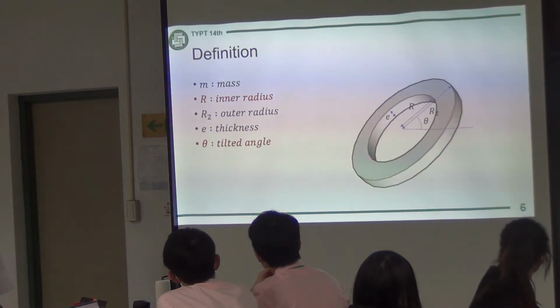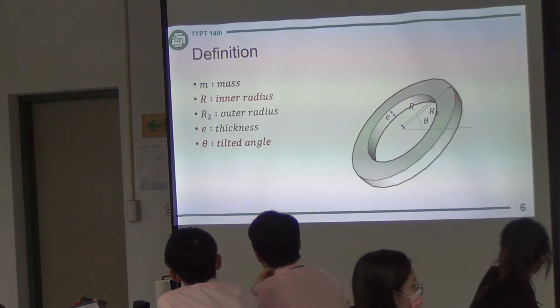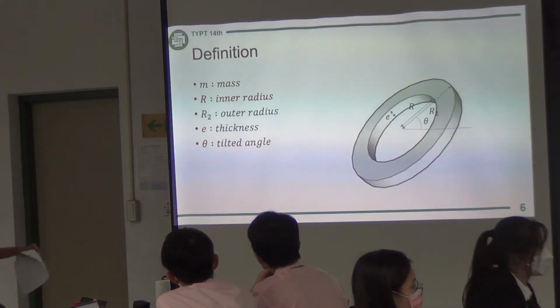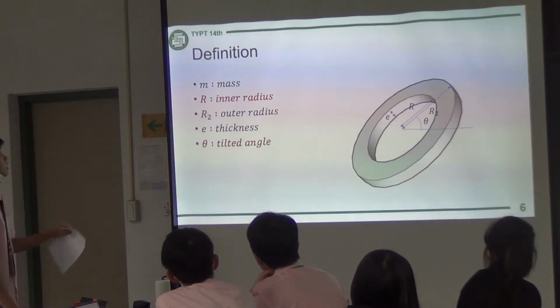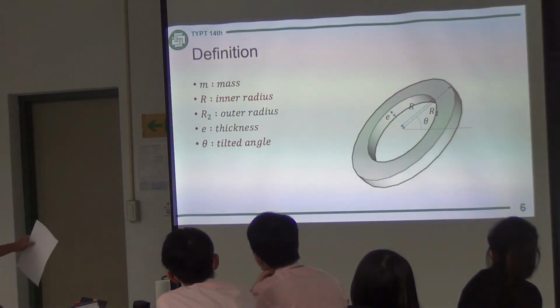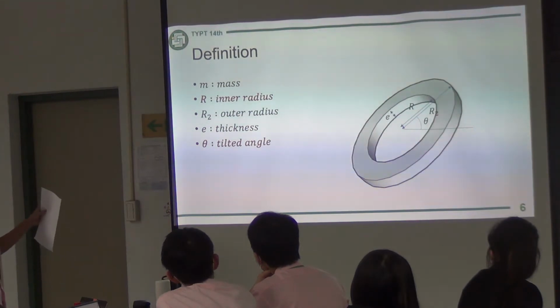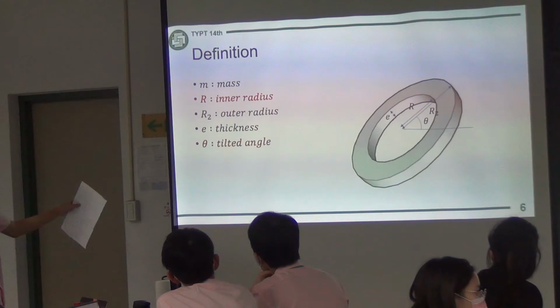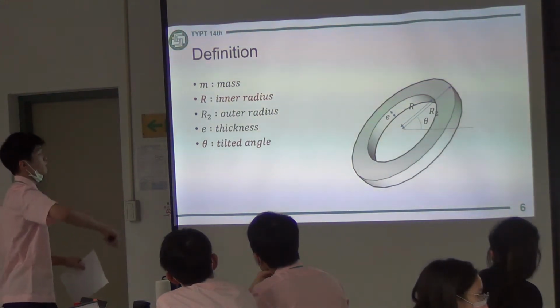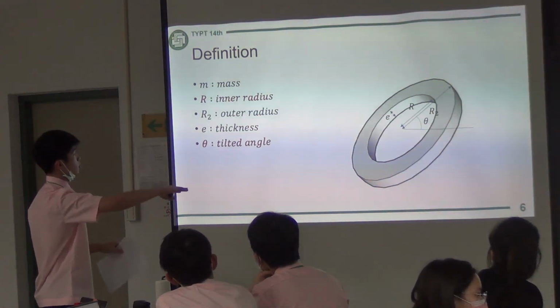Okay. So there are some definitions in my experiment. M stands for the mass of the ring, R stands for the inner radius, and R2 stands for the outer radius, e stands for thickness, and theta stands for the tilt angle. And theta is the angle between the washer and the horizontal surface.